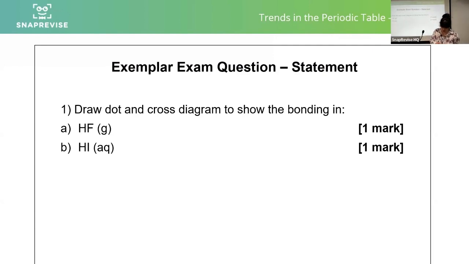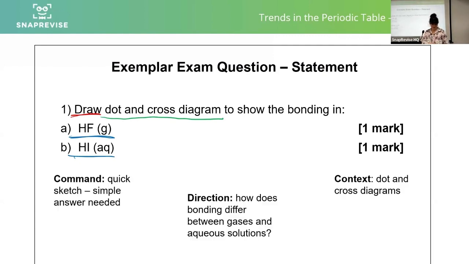So that's my context. Context is dot and cross diagrams. My command word is draw. So I've got to come up with a drawing. And then my directions are specifically these guys here. What am I looking for?